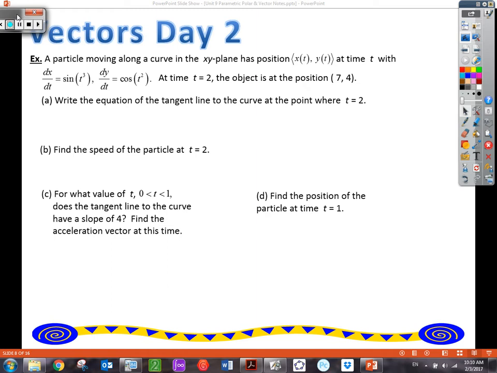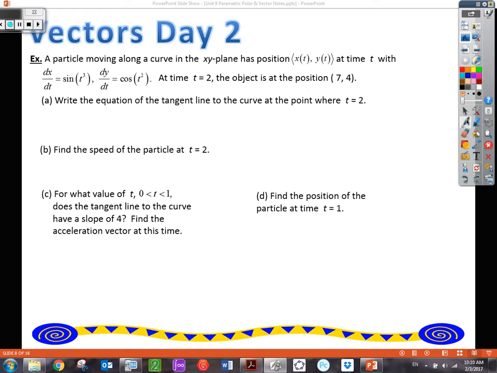Alright, so we have a particle moving along a curve in an xy plane. We have a position, so we're in vector form at time t, and we have our dx dt and dy dt equations. At time t equals 2, the object is at the position 7, 4. So that gives us position information. We know that when t is 2, our x value is 7 and our y value is 4. So that's the bulk of the information that we have on the problem.